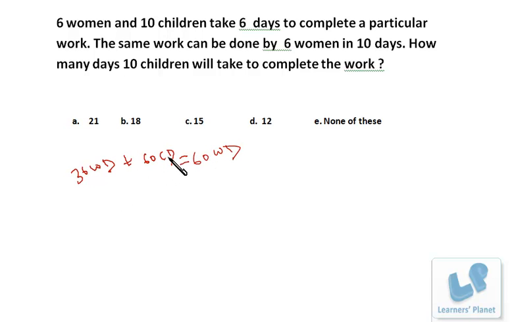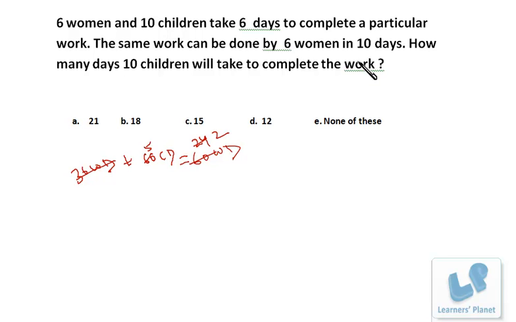That means 60 children days is equal to 24 woman days. That means 5 children are equal to 2 women. Or we can say 1 woman is equal to 2.5 children. Now the total work is 60 woman days, 6 women for 10 days. That means the total work is 60 woman days.